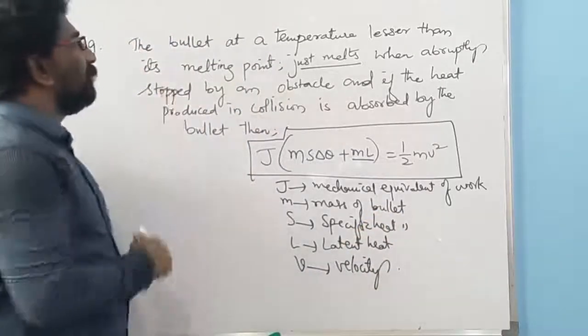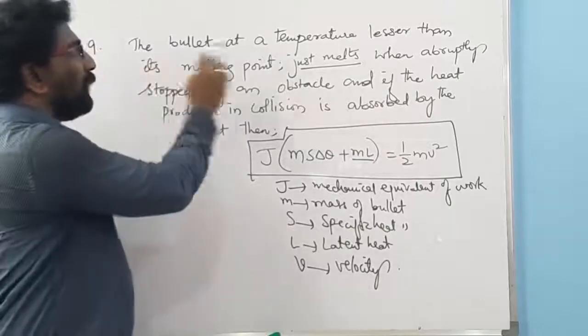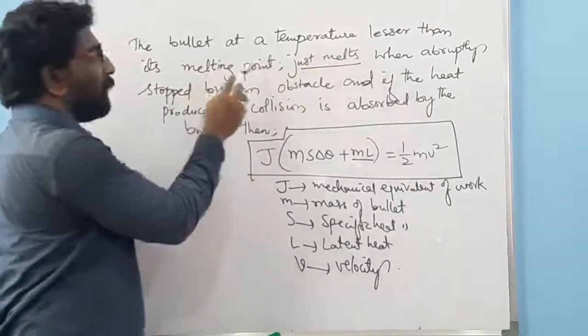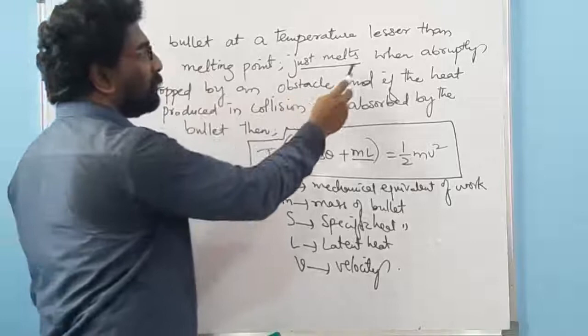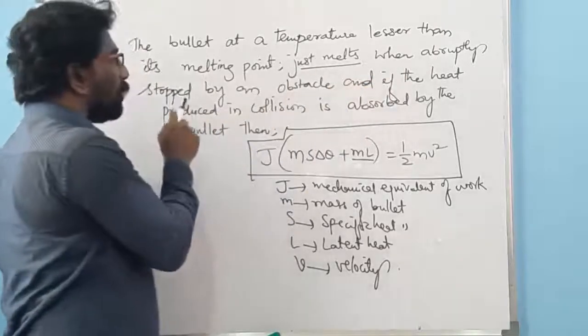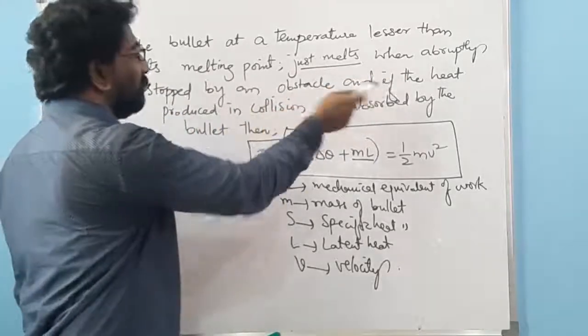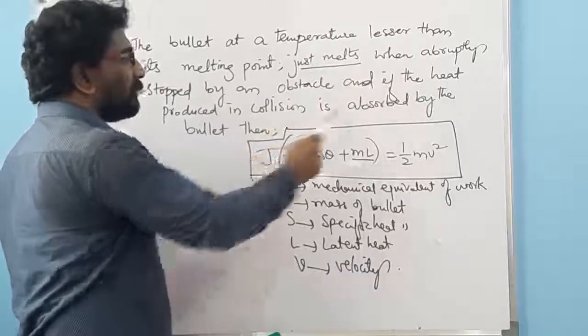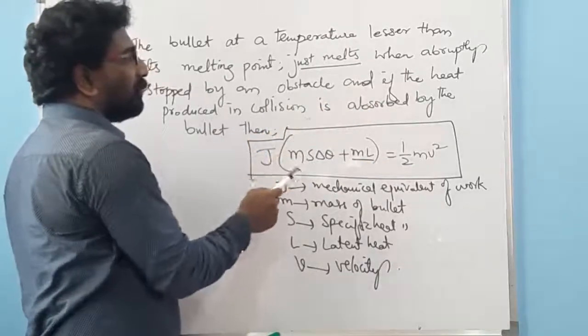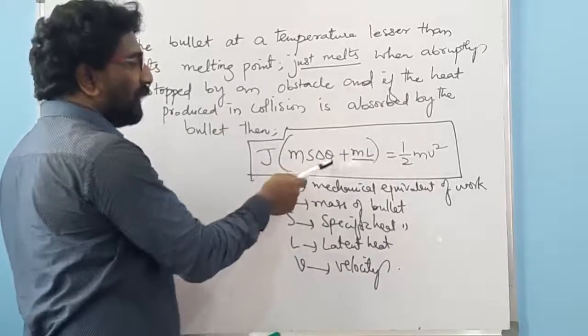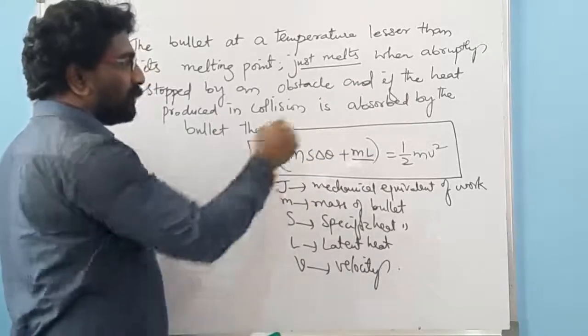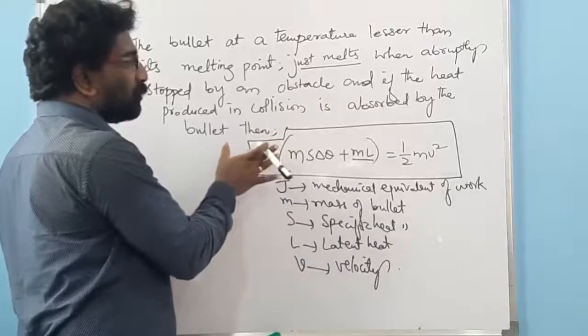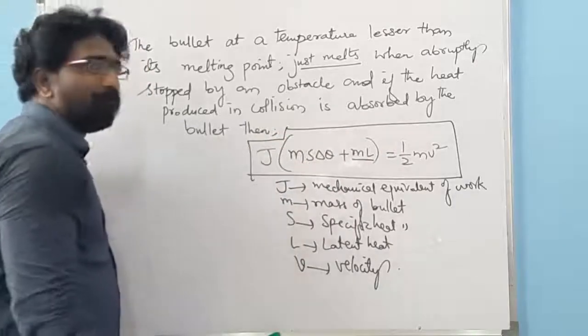In this application, we studied a bullet at a temperature lesser than the melting point that just melts when abruptly stopped by an obstacle. If the heat produced in this collision is absorbed by the bullet, then this is the formula to find the heat produced here. So this is how we are supposed to study this formula.